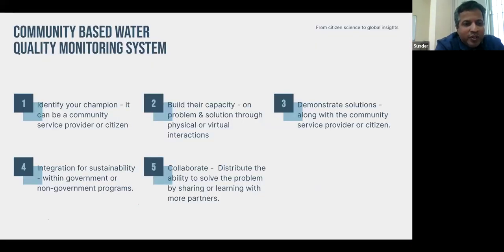Next slide. And towards the end, last conclusion. So just learning from all these 5 efforts, the 5 processes that I've put forward here, in terms of identifying a champion or a set of water champions in the villages, to integrating it within systems, and finally also collaborating and sharing it across different initiatives.